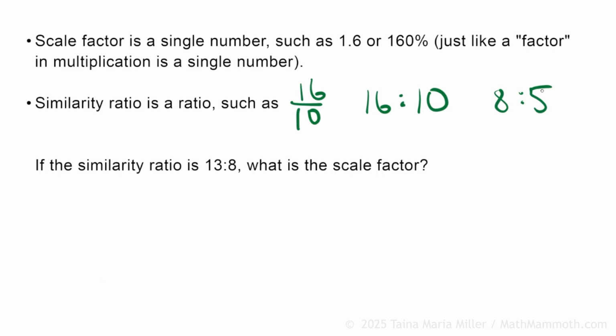Here's a question. If the similarity ratio is 13 to 8, then what is the scale factor? Basically, I just take this ratio and write it as a single number. I could say that it's 13/8 as a fraction. I could say it is 1 5/8 as a mixed number, or I could turn it into a decimal, 1.625. So that is the scale factor, a single number.